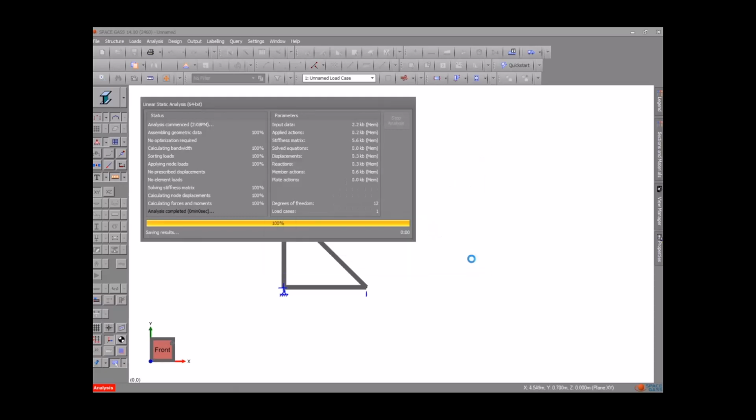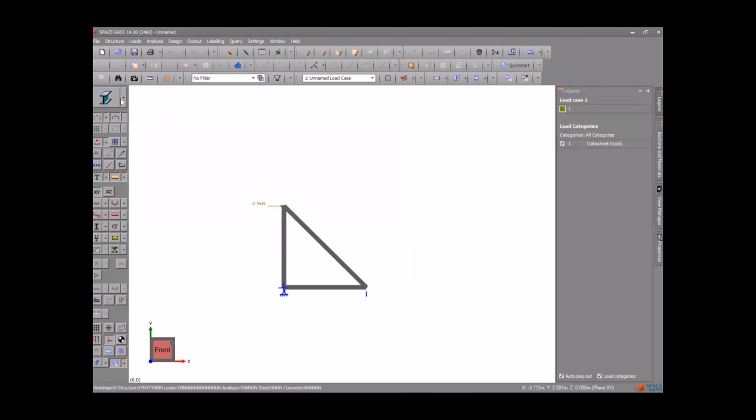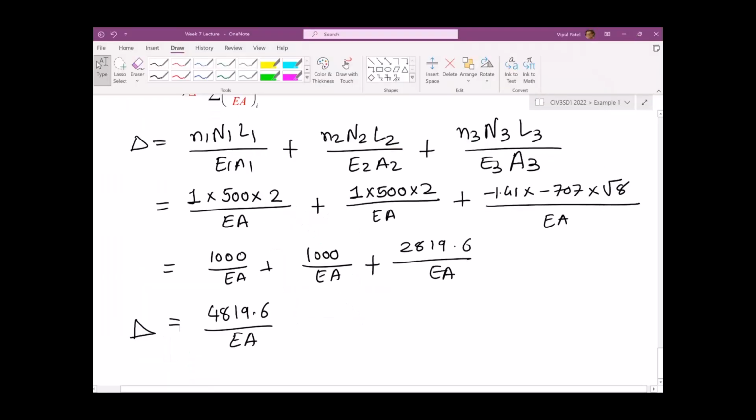Yep, analysis completed successfully, and you want to keep it in the wireframe and see the displacement. Displacements here. Okay, so in the X direction it is 0.02 millimeters, right? That's what we want to find. So let's check with our calculations here.